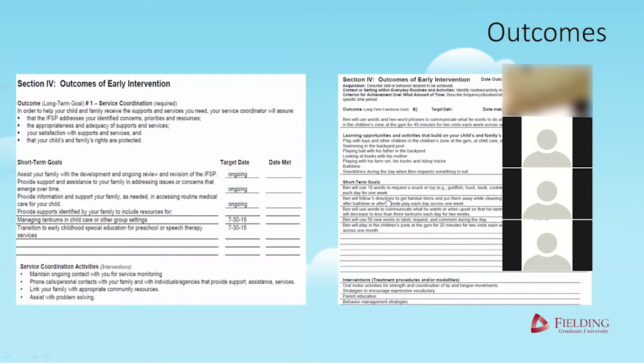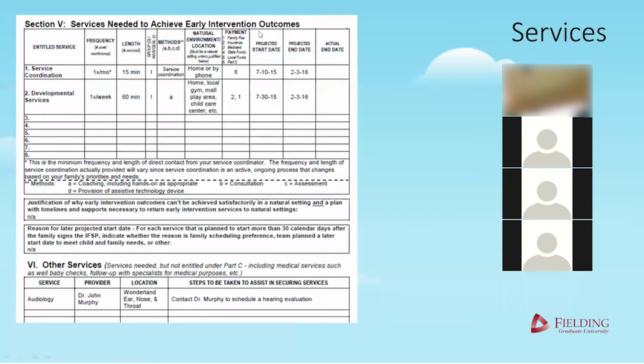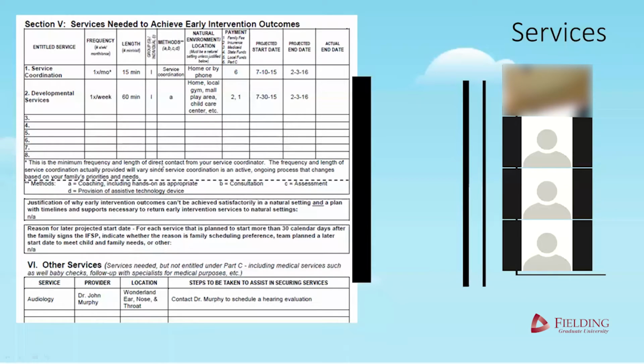And here's some examples of outcomes. And so they said here, he will use 10 words to request a snack or toy, such as, and I always like giving examples of what's meaningful to the child, and then each day for 1 week. So we know that if he does that 10 times each day for a week, that it's measured. And then the services to address it.